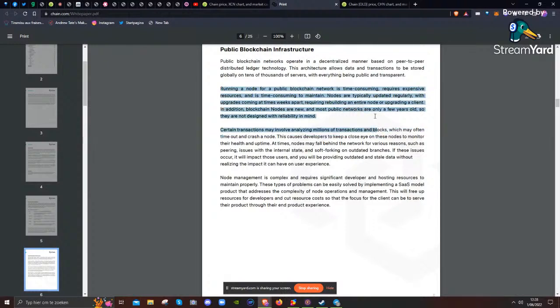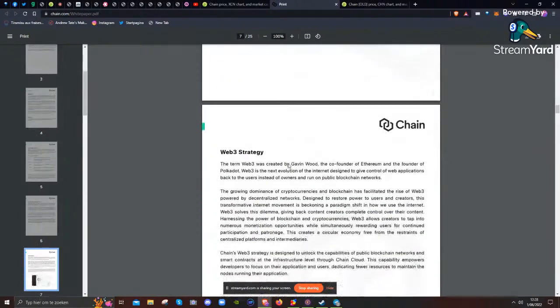Tuning requires expensive resources. With upgrades coming, certain transactions may involve analyzing millions of transactions and blocks, which may often time out and crash a node. Uptime, node management, it's okay.